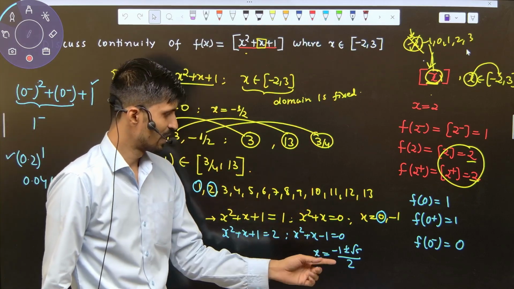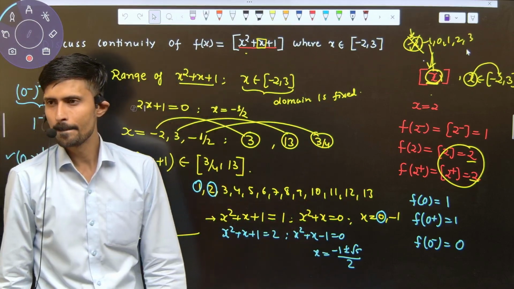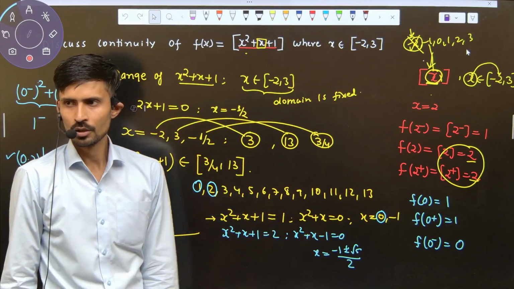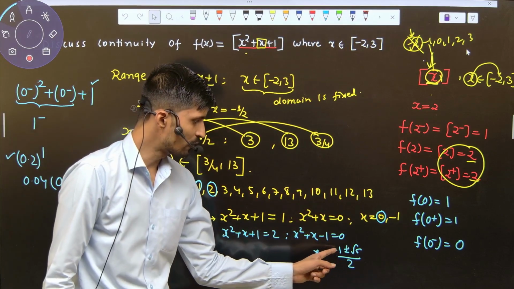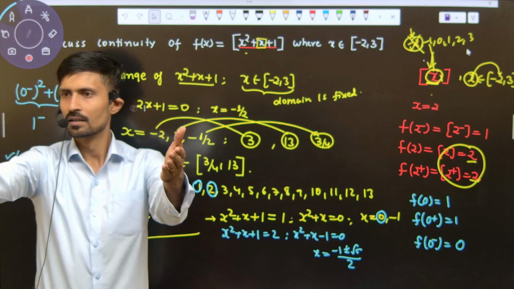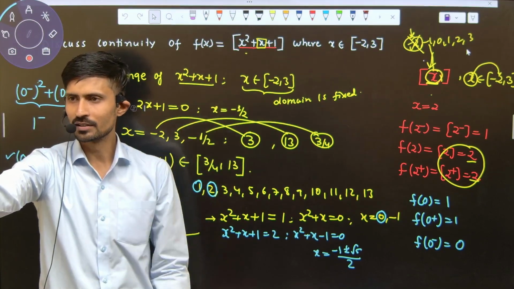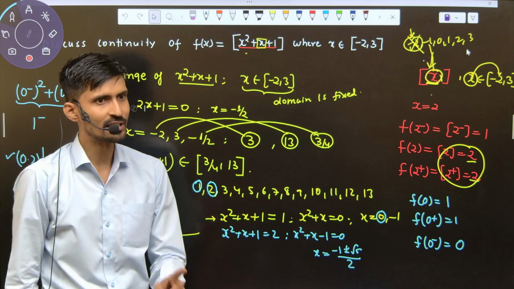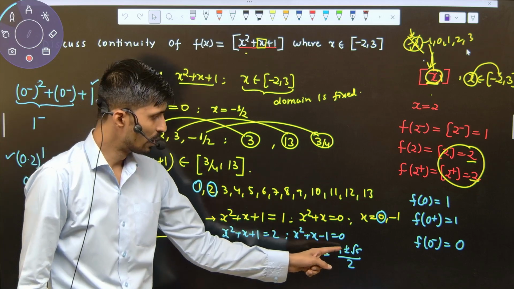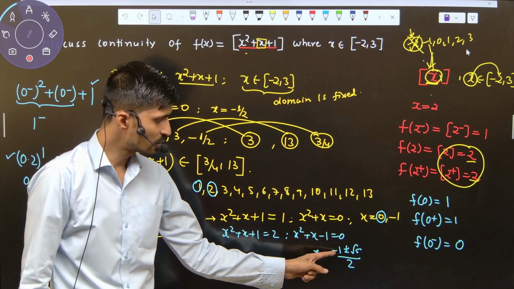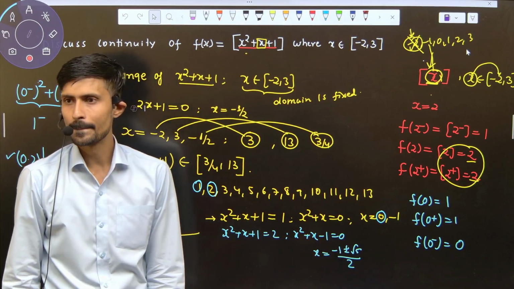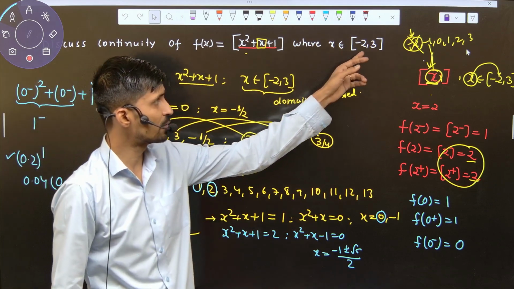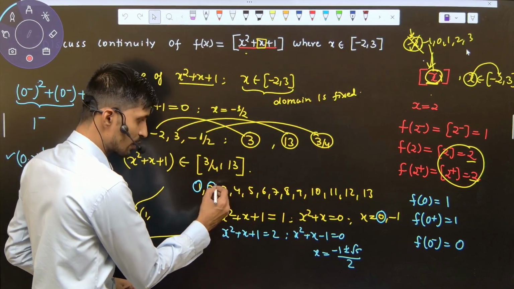Acha, what is root 5? 2.41, right? 2.41 minus 1, that is 1.4. 1.4 by 2, 0.7. It means now the plus part will be counted. Minus 1 minus 2.4, minus 3.4 divided by 2, minus 1.7, and minus 1.7 is lying here. It means 2 points of discontinuity will come from here also.